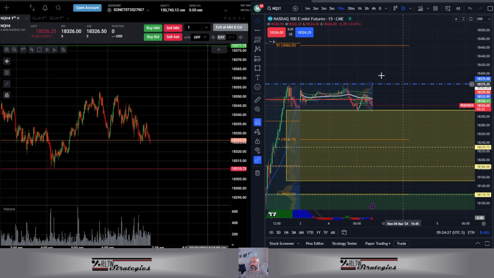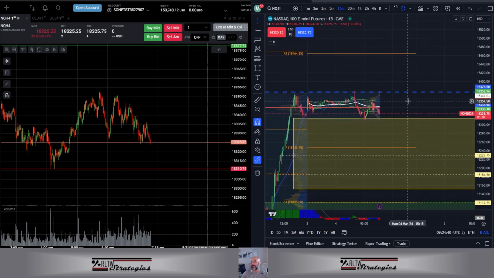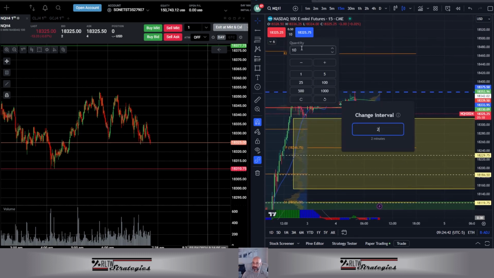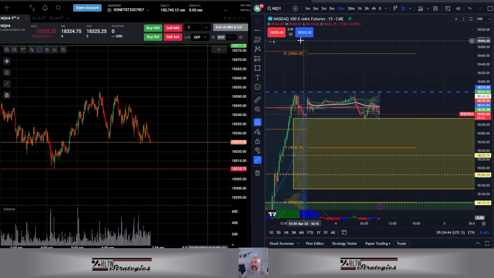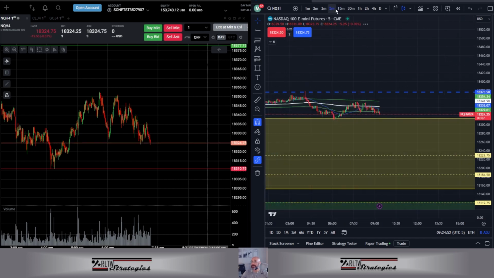I also have a paper account over here through TradingView. If you look at the balance, we're at 50 grand. We reset it on Friday, so we're going to trade this account similar to trading a combine account. Let's move this down to 2 shares, 2 contracts. We're looking at the NASDAQ on the 5 and 15 minute.